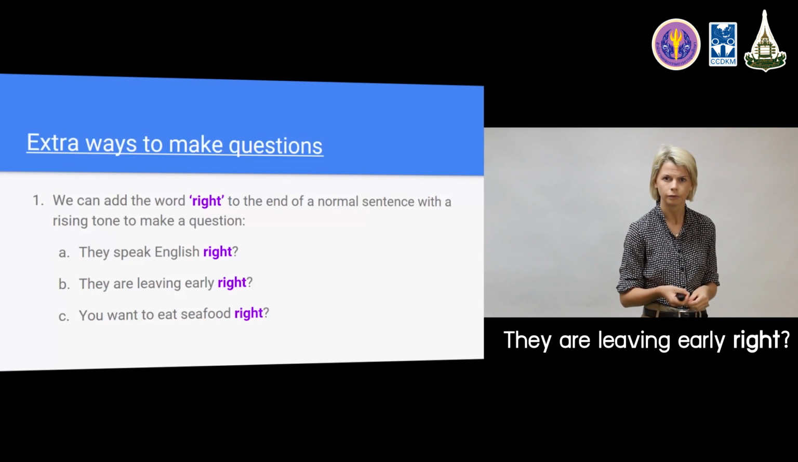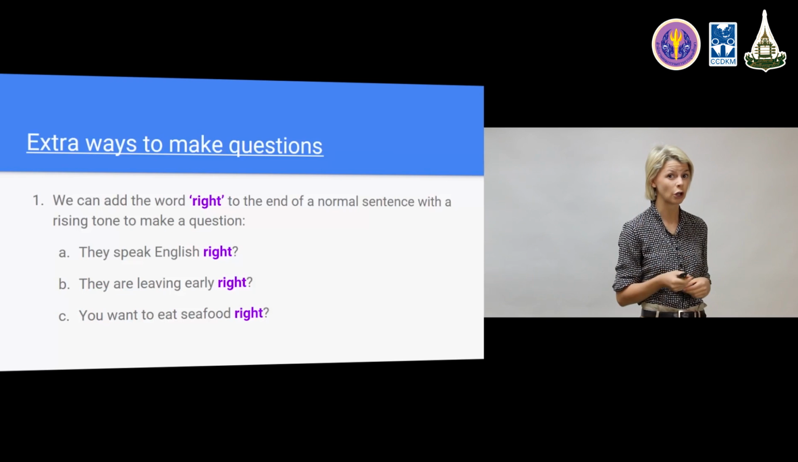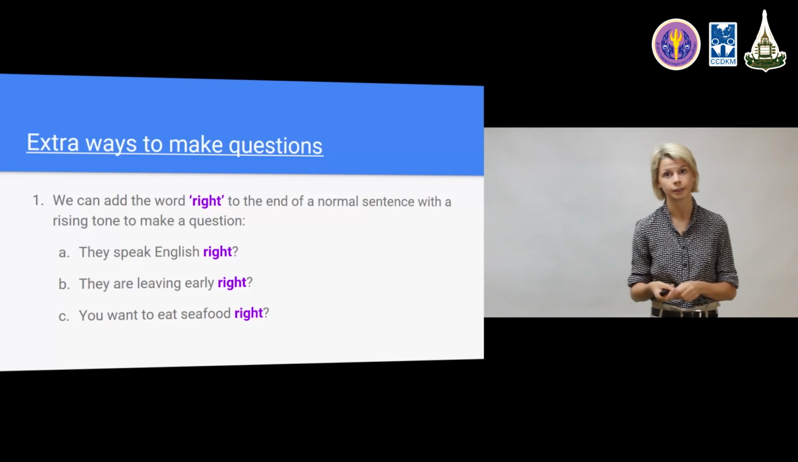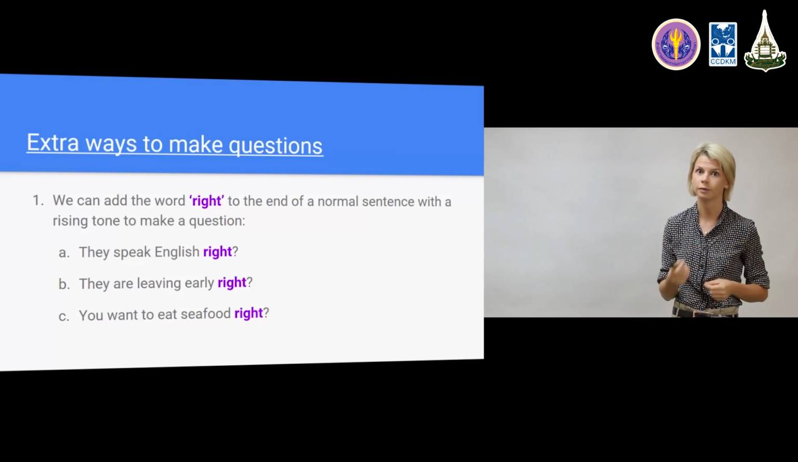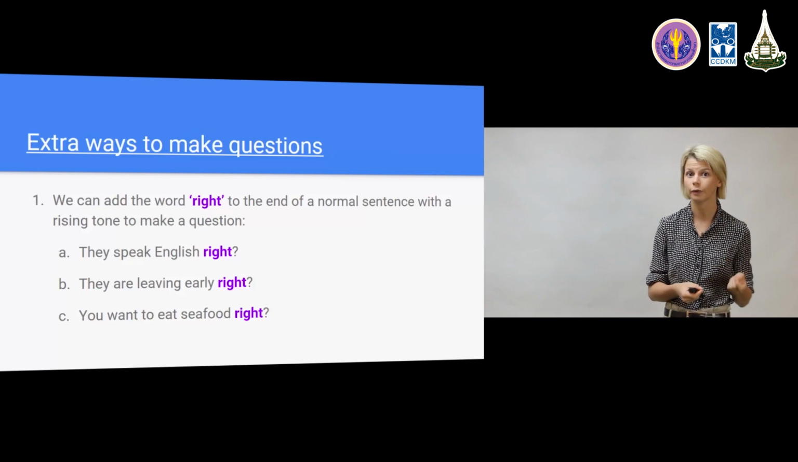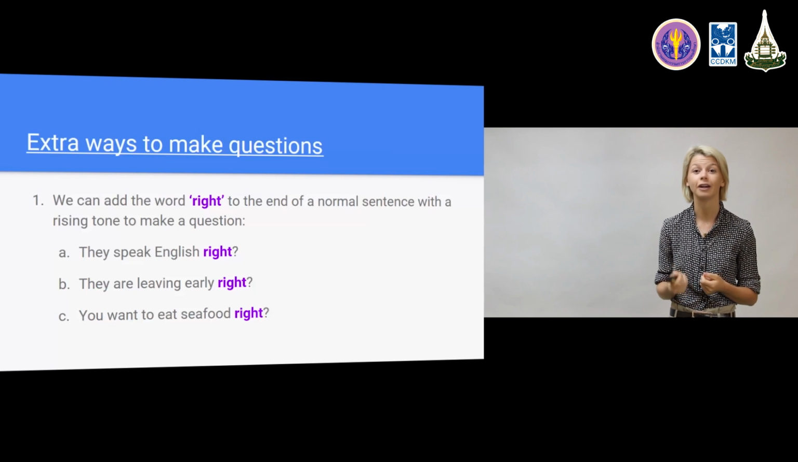They are leaving early, right? Did you hear the rising tone on right? I'm making a question with that simple sentence. I'm not doing the switch. I'm not adding a question word. I'm not following the normal construction. I'm being lazy. I'm adding the word right with a rising tone to make it a question. Let's hear it one more time. They are leaving early, right? That's a question. Right, rising tone means I'm asking you a question. The answer, yes, they are. Or no, they're not.